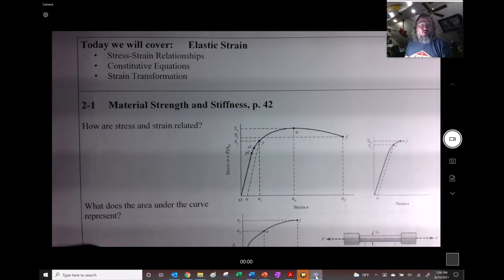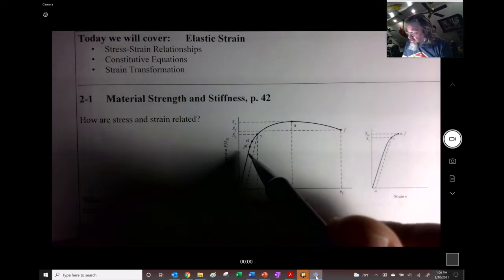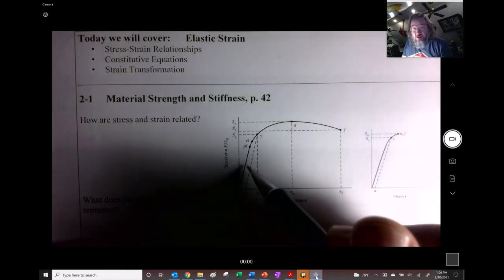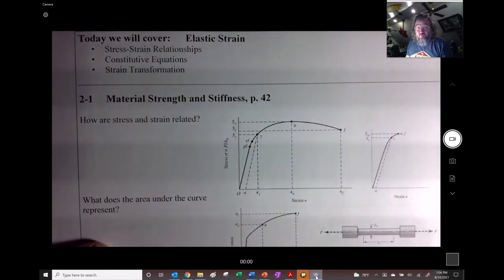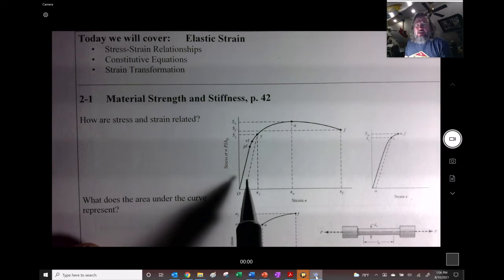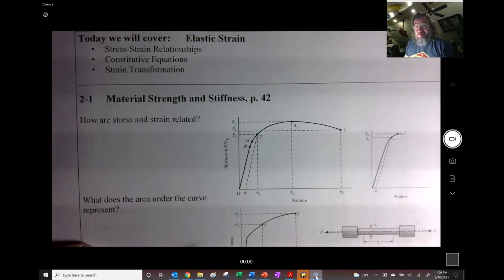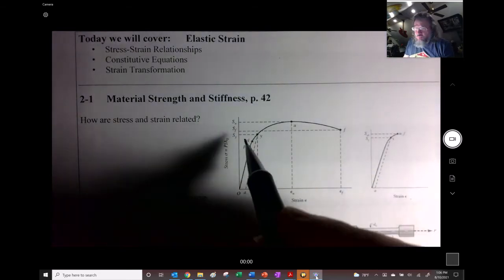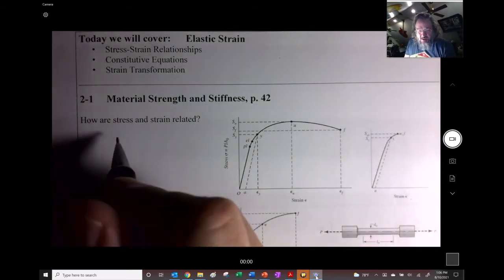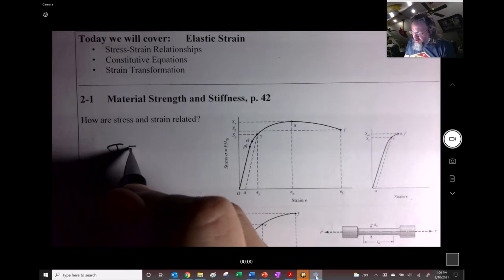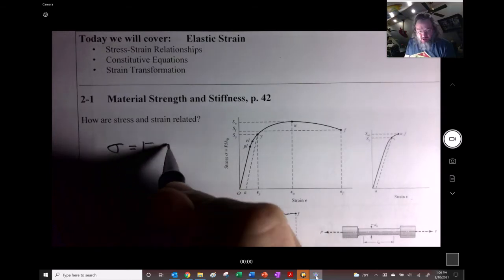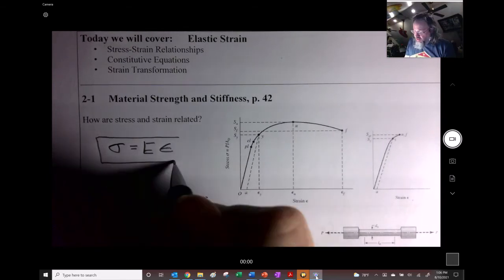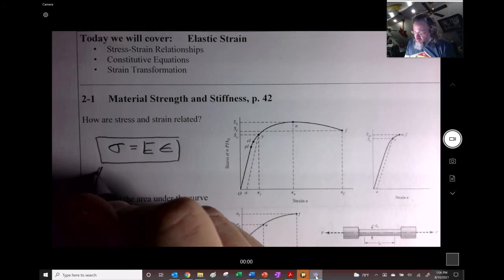Okay. So anyway, in this straight line area, in this linear portion, that's really indicative of steel more than most other materials. Many other materials don't really have that straight line part, but we will pretend that they do most of the time. And we'll say in that location, we have this relationship right here, which is also called Hooke's law.